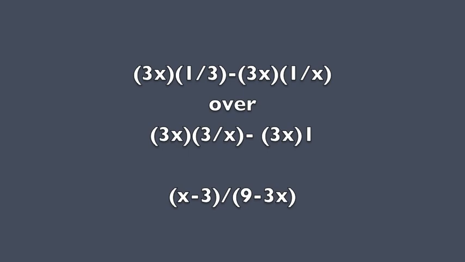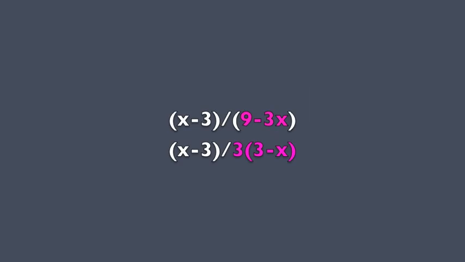Then we have to multiply all parts by 3x to get x minus 3 over 9 minus 3x. Is there anything left to simplify? Yes, you would have to factor the 9 minus 3x into 3 times 3 minus x. Cross out x minus 3 and 3 minus x and get a negative 1 in the numerator and a 3 in the denominator. Therefore, your answer will be negative 1 over 3.